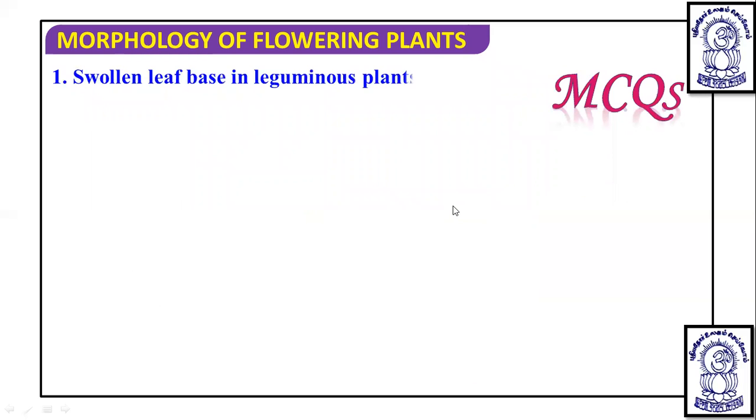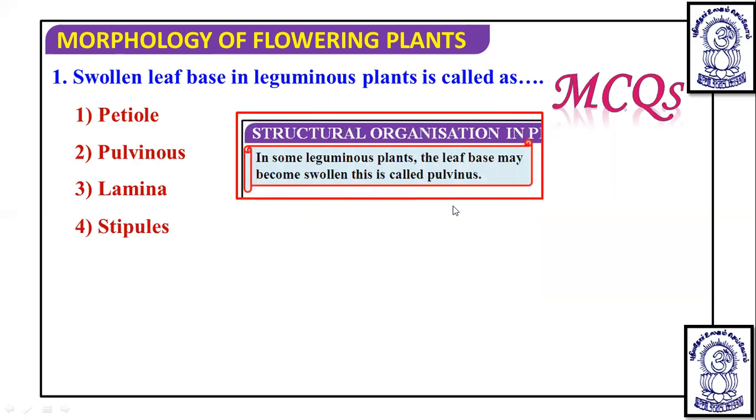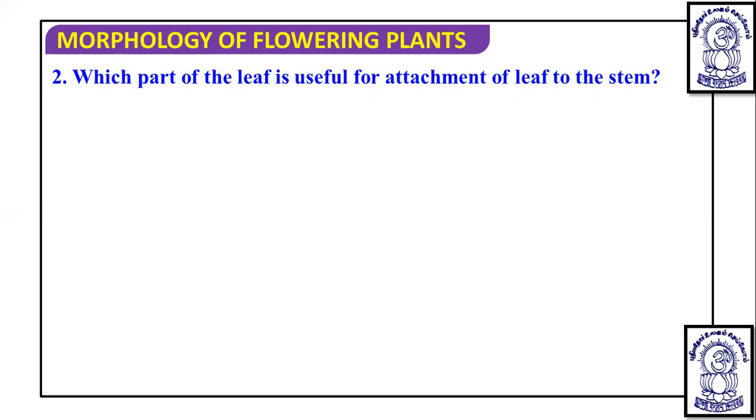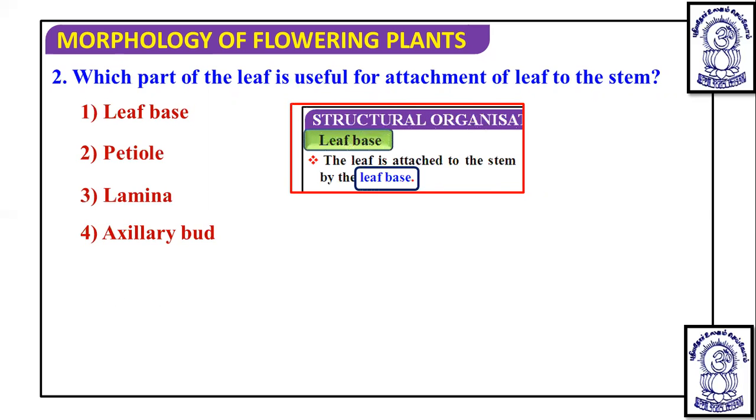So let's see some easy questions. The first one is: swollen leaf base in leguminous plants is called as, so we know that it is known as pulvinus, and this pulvinus is found in leguminous plants. Then, which part of the leaf is useful for attachment of leaf to the stem? The options are leaf base, petiole, lamina, and axillary bud. Then it is obviously the leaf base.